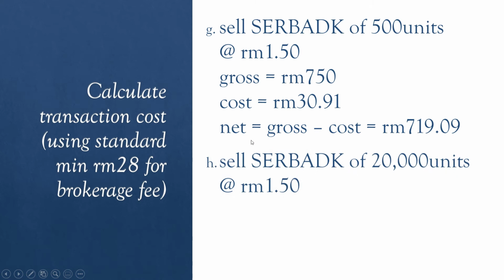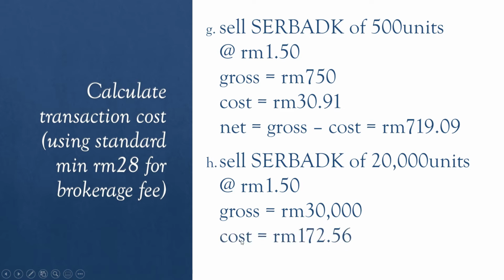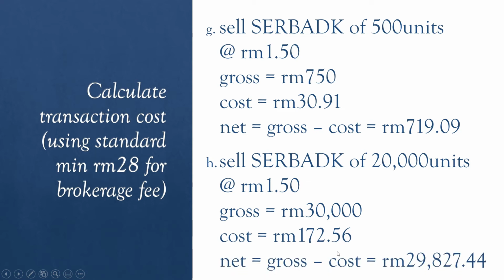Okay, let's see the other purchase when we bought 20,000 units. This one is sell. We sell Serba Dynamic of 20,000 units at 1.5 ringgit. So your gross will become 30,000 ringgit. Your cost will be 172.56 ringgit. Your net equals gross minus cost, equals RM29,827.44.